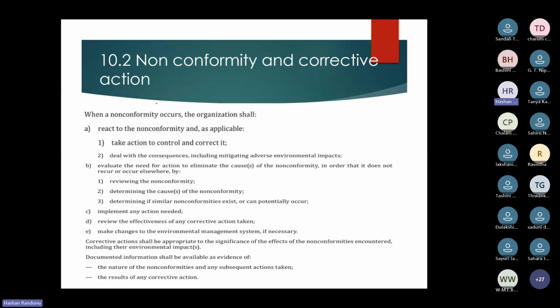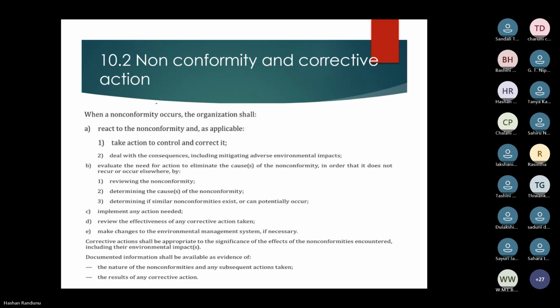Then we can deal with the consequences, including mitigating adverse environmental impacts. Suppose you identify that the pH of treated wastewater is 8 while the limit is 7.5. Then what would be the correction? You need to stop releasing the treated wastewater. That would be the immediate action to prevent adverse environmental impacts. Once you stop releasing the treated wastewater to the environment, you can take further actions to adjust the pH of the wastewater and recheck it. Those things can be done as the correction.